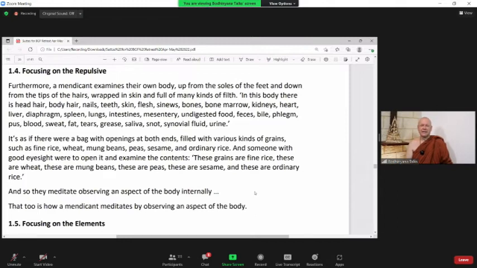In this body, there is head hair, body hair, nails, teeth, skin, flesh, sinews, bones, bone marrow, kidneys, heart, liver, diaphragm, spleen, lungs, intestines, mesentery, undigested food, feces, bile, phlegm, pus, blood, sweat, fat, tears, grease, saliva, snot, synovial fluid, and urine.